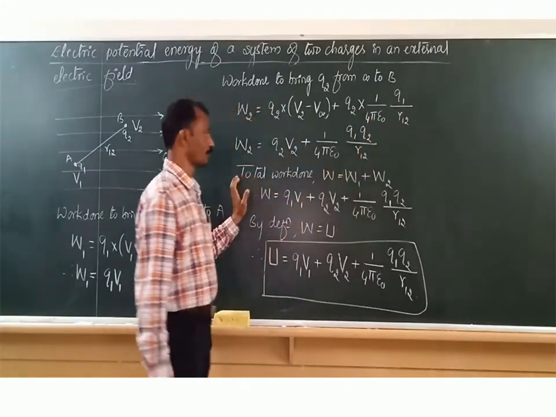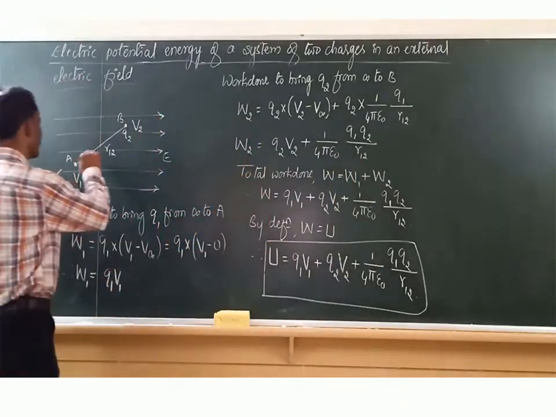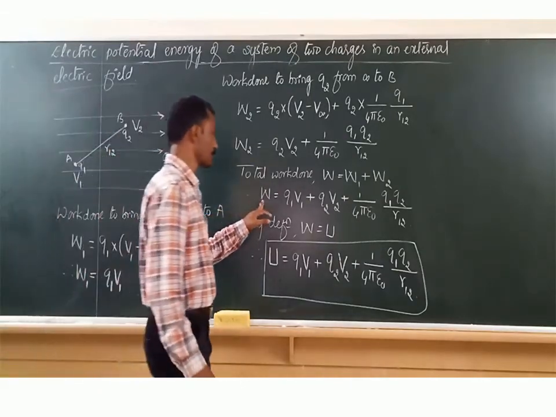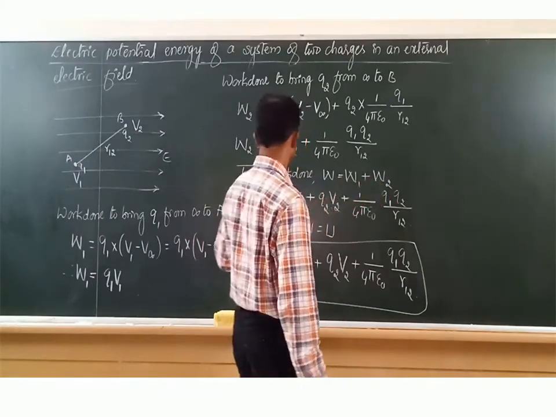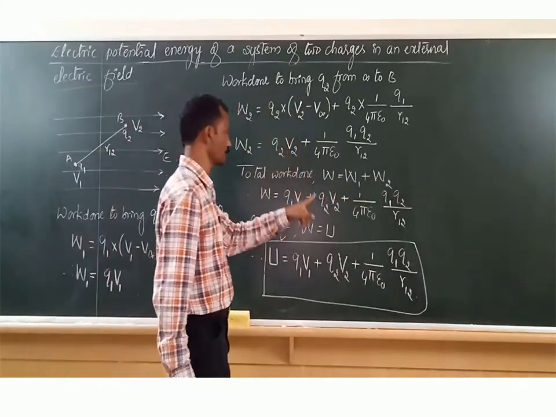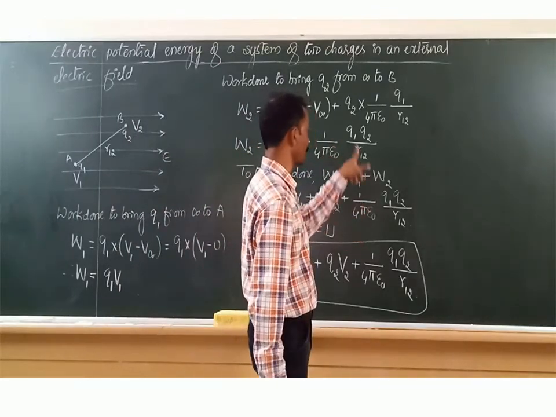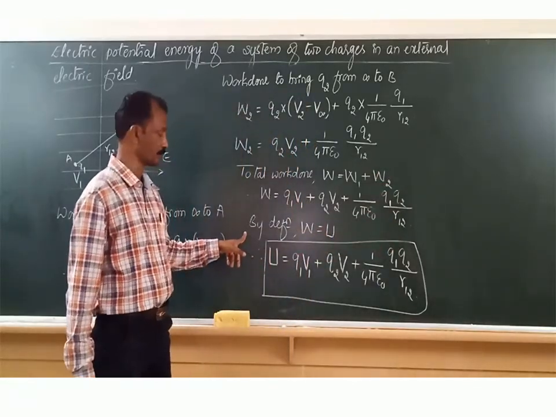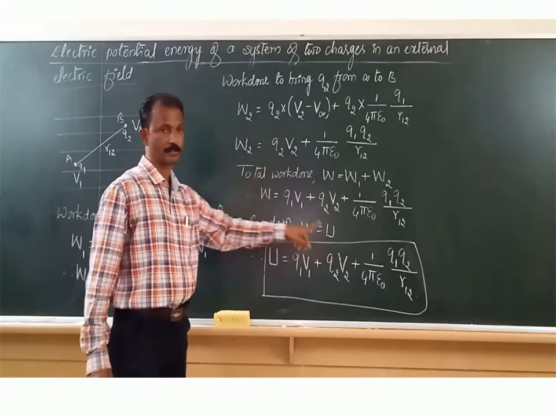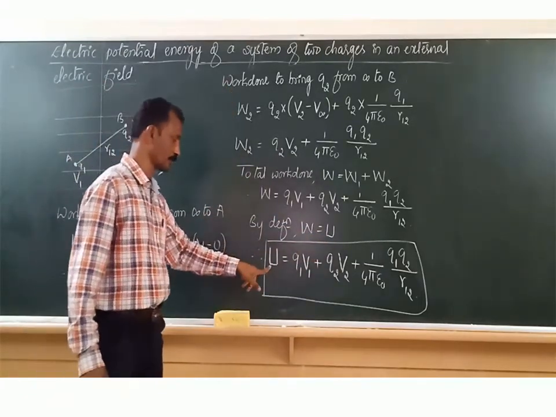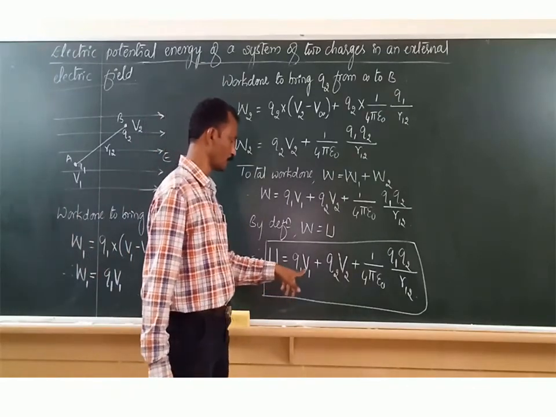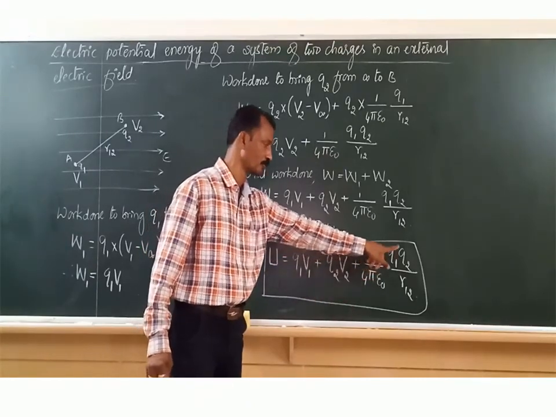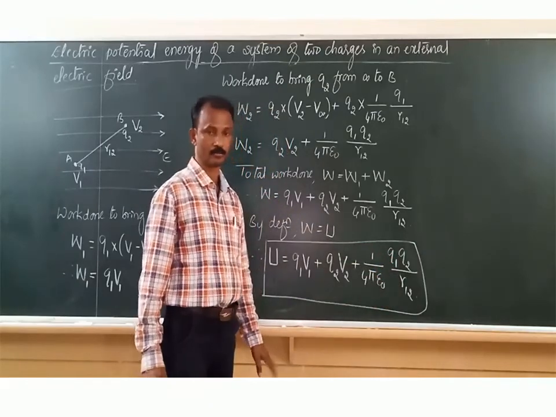Total work done in assembling Q1 and Q2 at A and B in an external electric field is W equal to W1 plus W2. W1 is Q1V1 plus W2 is Q2V2 plus 1/4 pi epsilon naught into Q1 Q2 by R12. By definition, this total work done is stored as potential energy in the system of two charges in the external electric field. That is, U is equal to Q1V1 plus Q2V2 plus 1/4 pi epsilon naught into Q1 Q2 divided by R12.